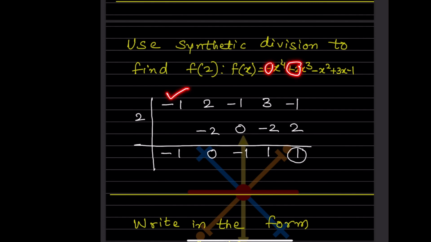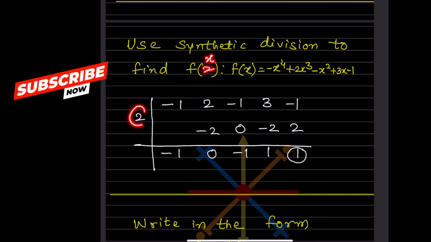Coefficient of x cube is 2. Plus 2 means you will just write 2. Coefficient of x square is minus 1. So you will write here minus 1. Coefficient of x is plus 3, but you will write just 3. And this, the constant one, minus 1. So here f of 2 means this is the value of x. So you will just put here 2.